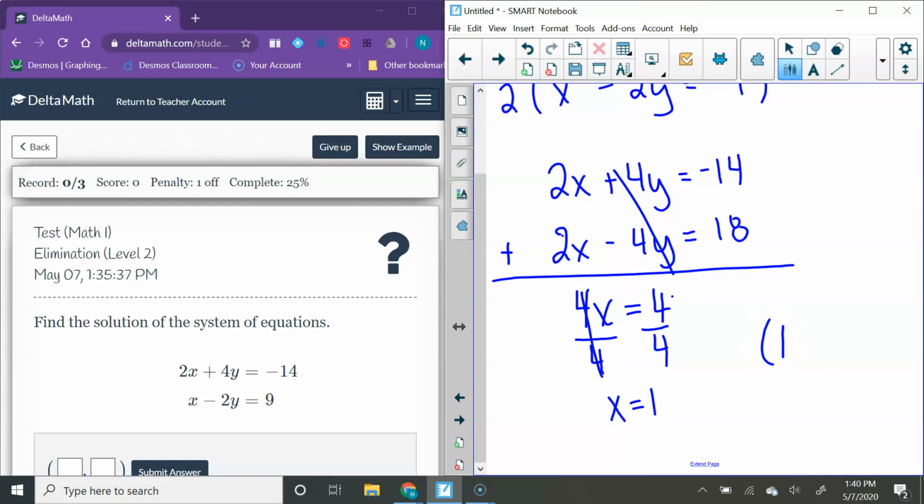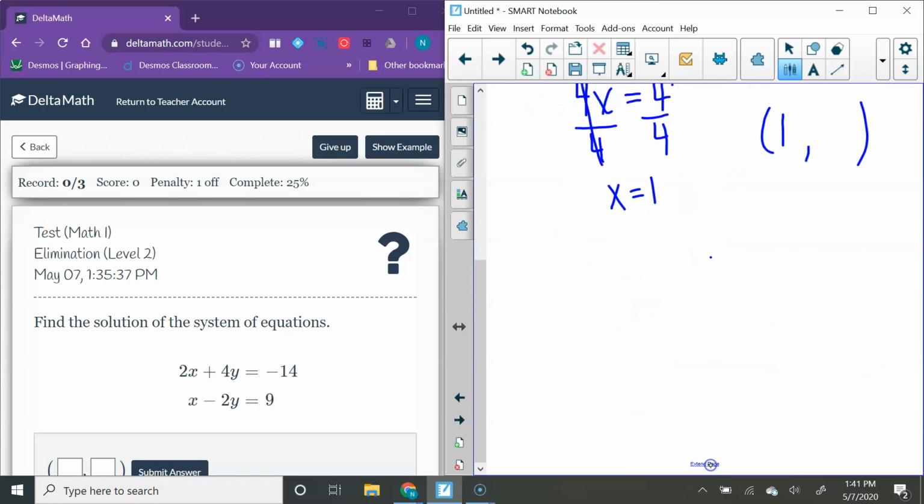So my x-coordinate, I know, is 1. I do have to find the y-coordinate that goes with that. So when I find the y-coordinate, I'm just going to pick one of these equations. I think I'll pick the bottom one because I think it looks the easiest. x minus 2y equals 9. And I'm going to plug in 1. So 1 minus 2y equals 9.